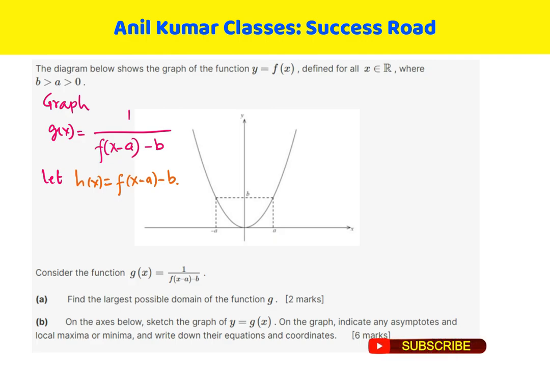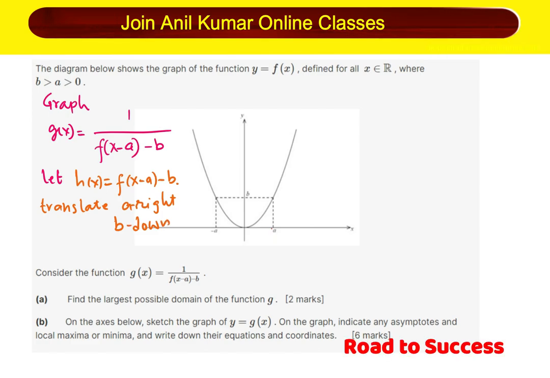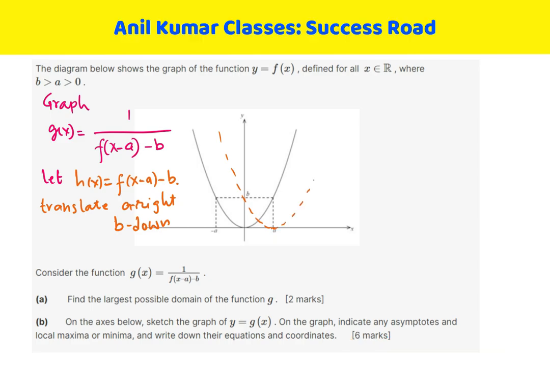So what does that mean? We are going to translate the function a units right and b down, right? So that means translate a right and b down. Make sense? So if I translate this a right, then the function will be, as we saw last time, when we were dealing with the domain of the function. And now b down, right? So if I do b down, that is b, right?